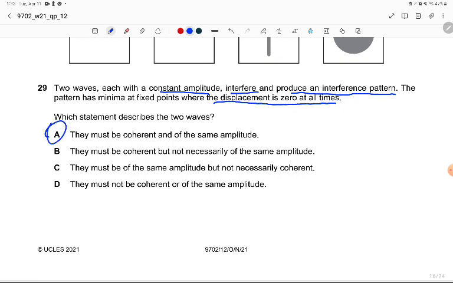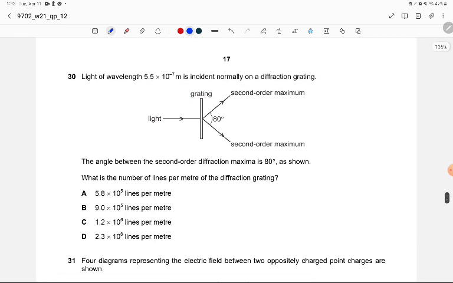Let's see. Light of the given wavelength is incident normally on a diffraction grating. The angle between the second order is this, so we are going to divide this, and that's just going to be 40 degrees. So this is second order. What is the number of lines per meter of the diffraction grating?